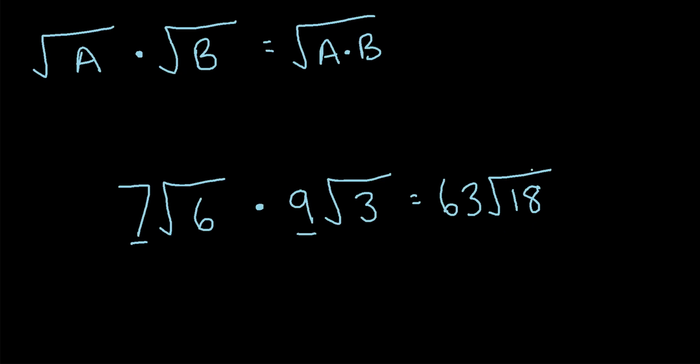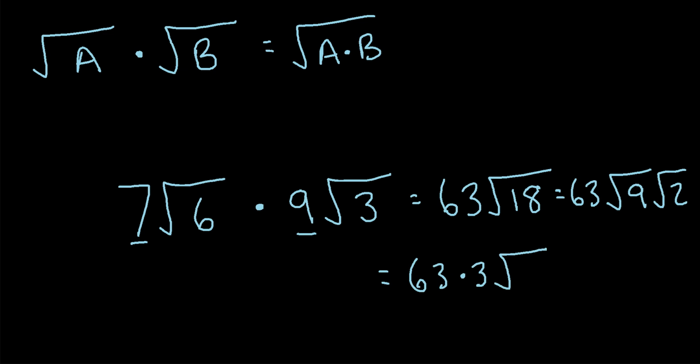Now when we have the square root of 18, we want to check, can we simplify this at all? So if we wanted to, we could rewrite this as 63 times the square root of 9 times the square root of 2, since 9 times 2 is equal to 18. And we'll notice that the square root of 9 is just 3. So what we really get is 63 times 3 times the square root of 2. So 63 times 3, that turns out to be 189. So our final answer will be 189 times the square root of 2.